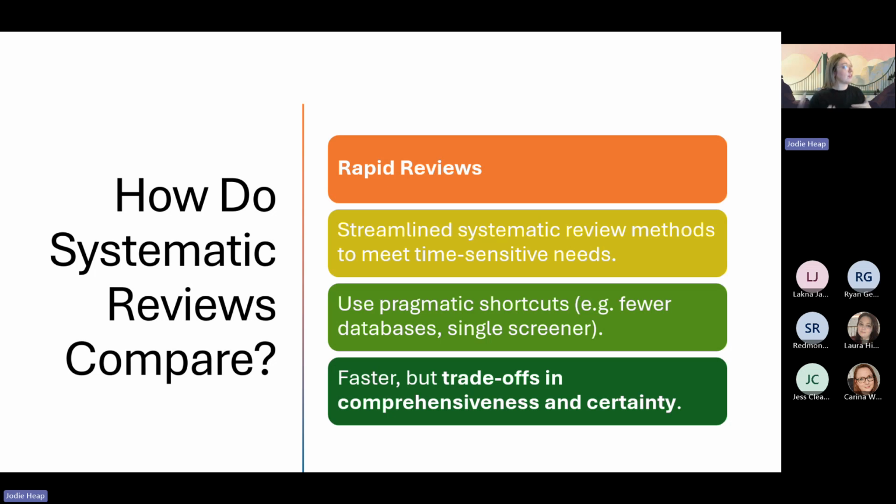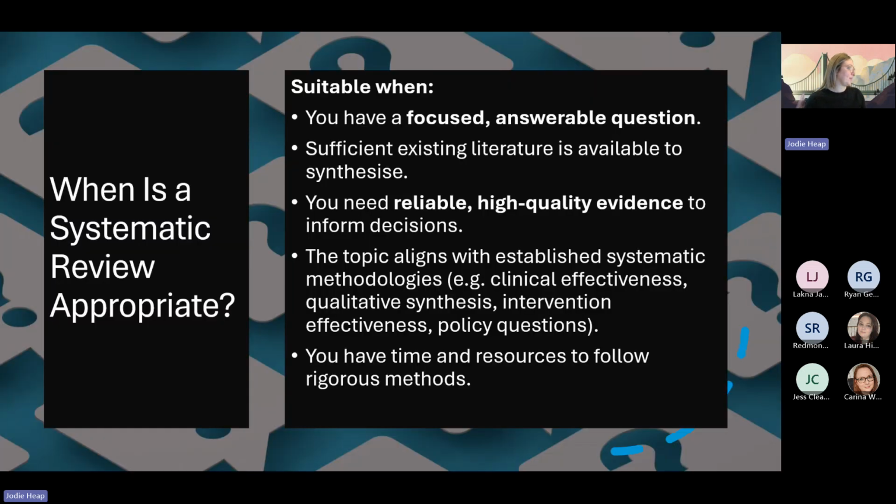So rapid reviews are a type of systematic review, but they don't necessarily have quite the same grandness to them because of the speed of approach that is taking place. So the question then is, when is a systematic review most appropriate?